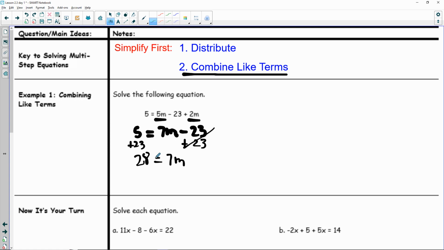7m equals 28. The 7 and the m, that means multiply. To solve it, I do the opposite, which is divide. What I do to one side, I do to the other side. And I get 28 divided by 7 is 4. And that's my solution. M equals 4.